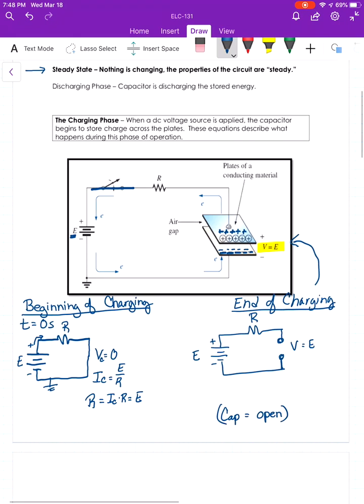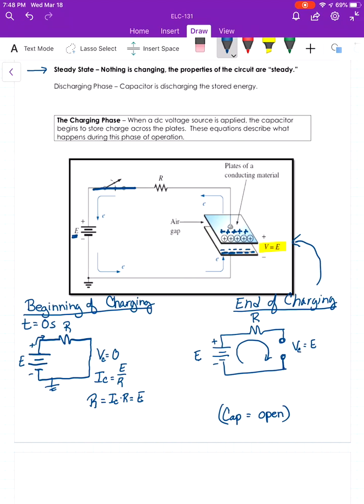Okay, think about Kirchhoff's voltage law. Kirchhoff's voltage law says that the sum of the voltage rises minus the voltage drops around a closed loop has to equal 0. If my voltage rise is E and my voltage drop across the capacitor is E, then I have no voltage drop across R. If I have no voltage drop across R, I have no current. So at the end of the charging phase, we would have no current through that capacitor, and the voltage drop across R would simply be 0.